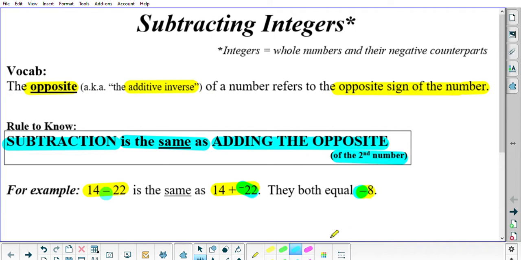Both of those problems have the same answer of negative 8, which essentially proves what I'm talking about, that subtraction problems are the same problem, but written as adding the opposite of the second number. Remember how the second number used to be 22? Now I'm writing it as negative 22.